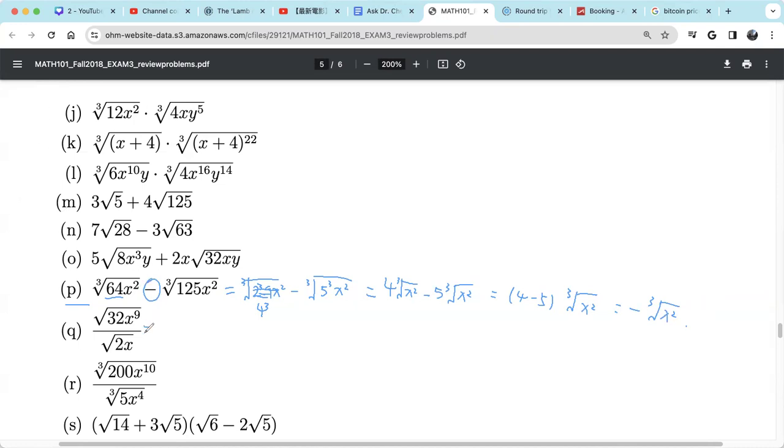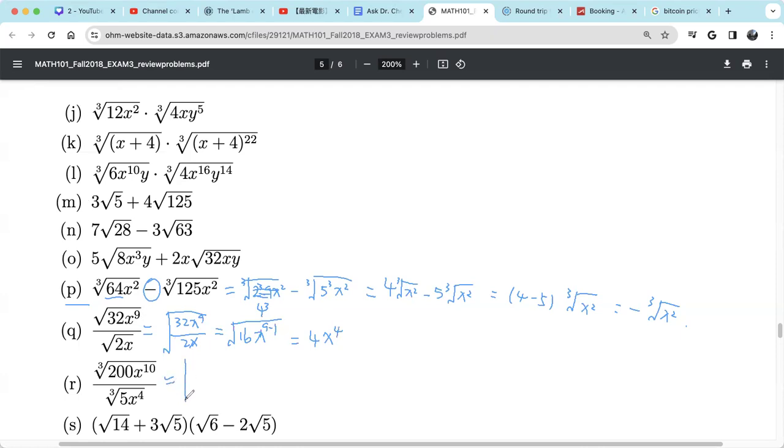We can also divide the radicals. Both have the same index, square root. So that means we can put them under 1 index. Now we can simplify it. 32 divided by 2, we get 16. x raised to 9 divided by x is x raised to 9 minus 1. The square root of 16 is 4. x raised to 8, 8 divided by 2, 4th power. So we'll get 4x raised to 4.